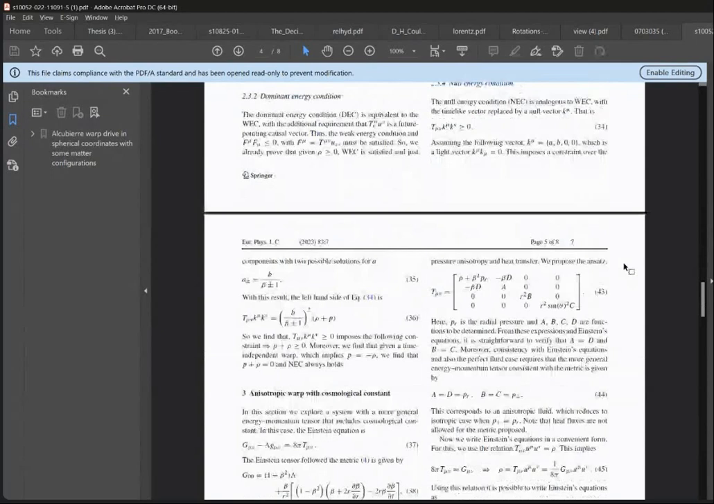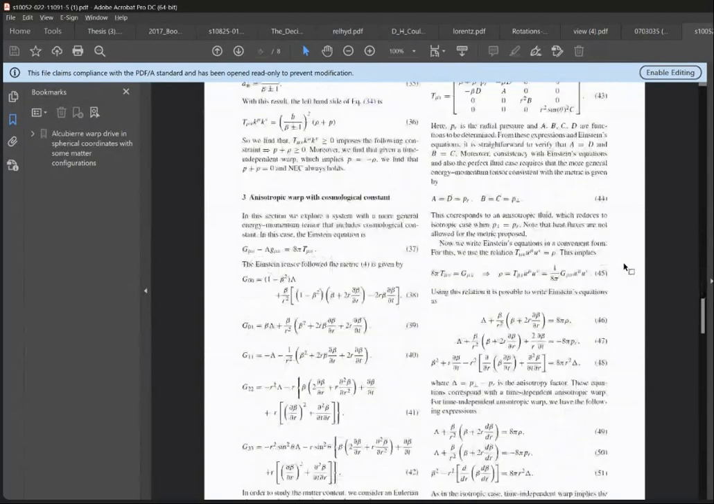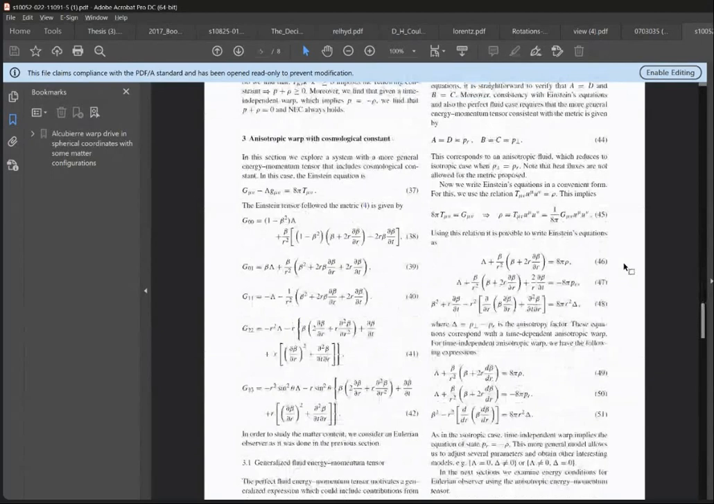Anyhow, basically, if we do that, then we wanted to know more about the system. What is more? Well, I told you before, we have this energy momentum tensor where all the pressures are the same. We want to change that.